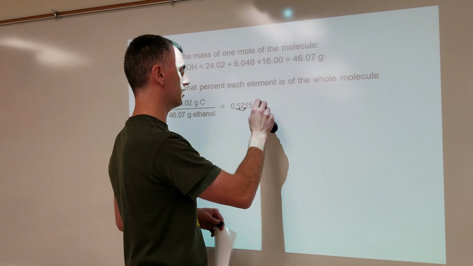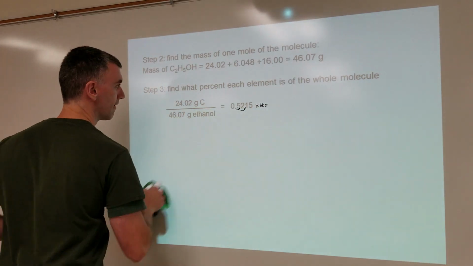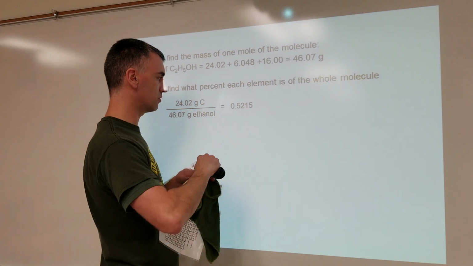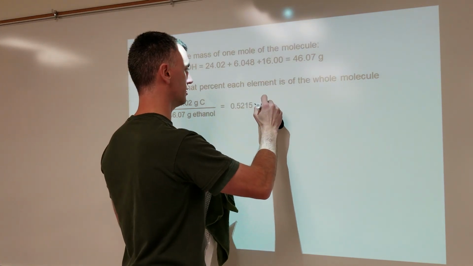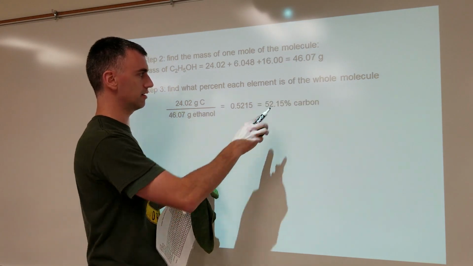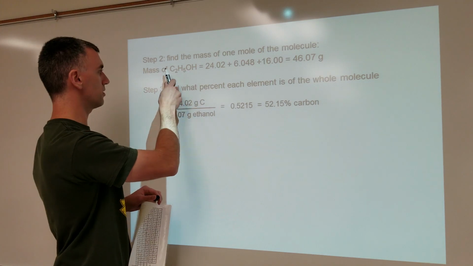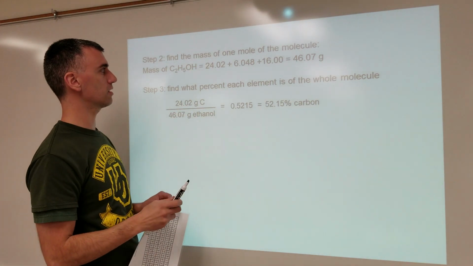When you take the decimal and times it by 100, that will give you the percentage, which is that percent right there. So that tells you that out of the mass of the entire molecule, 52.15% is carbon.